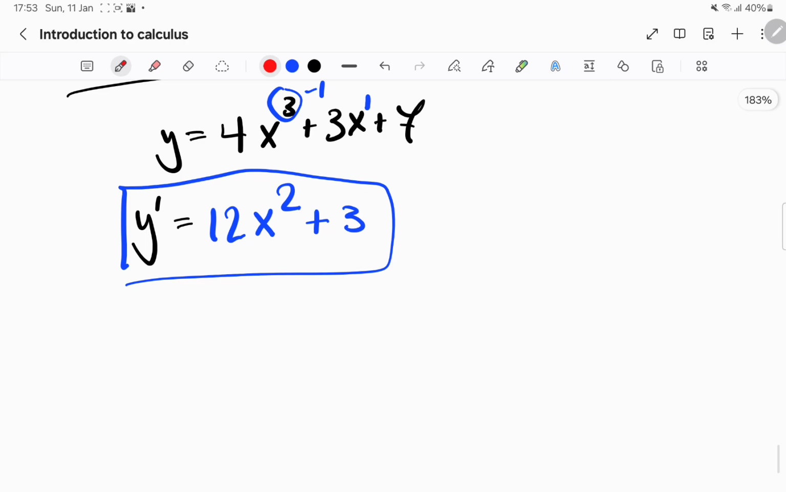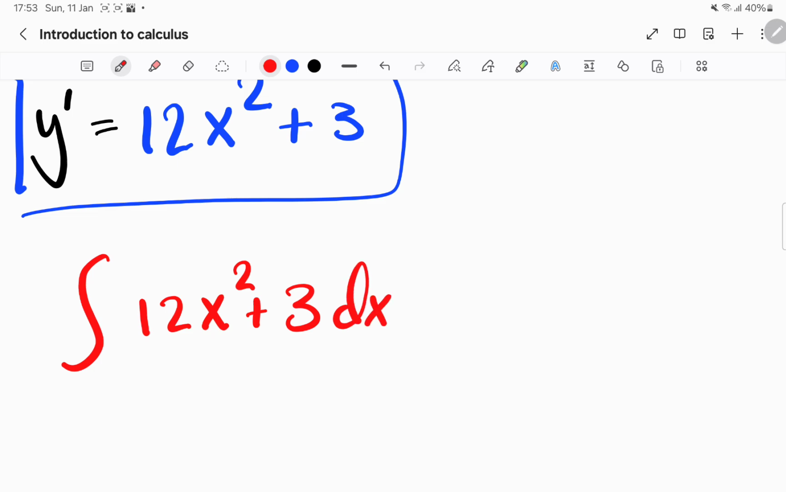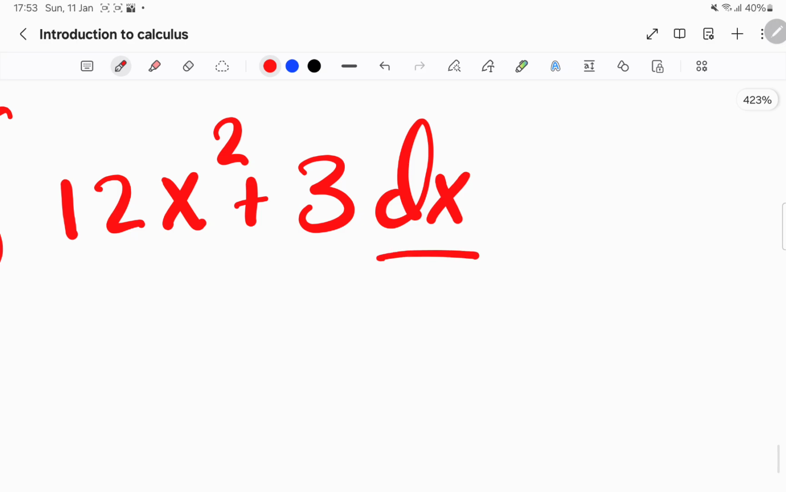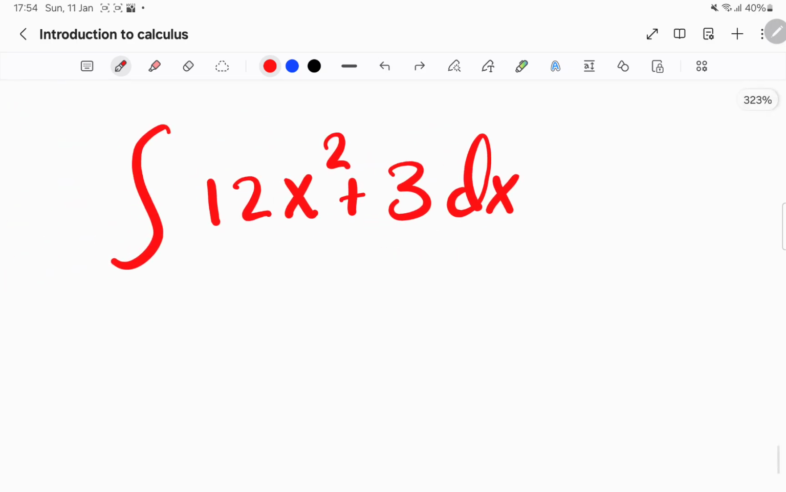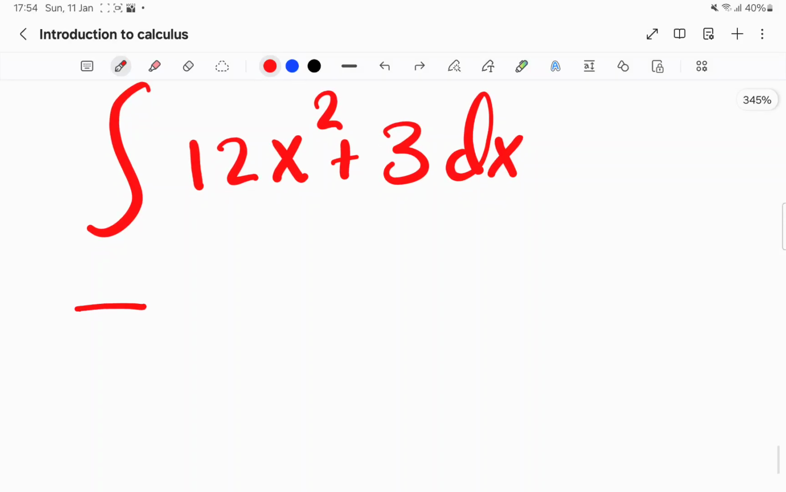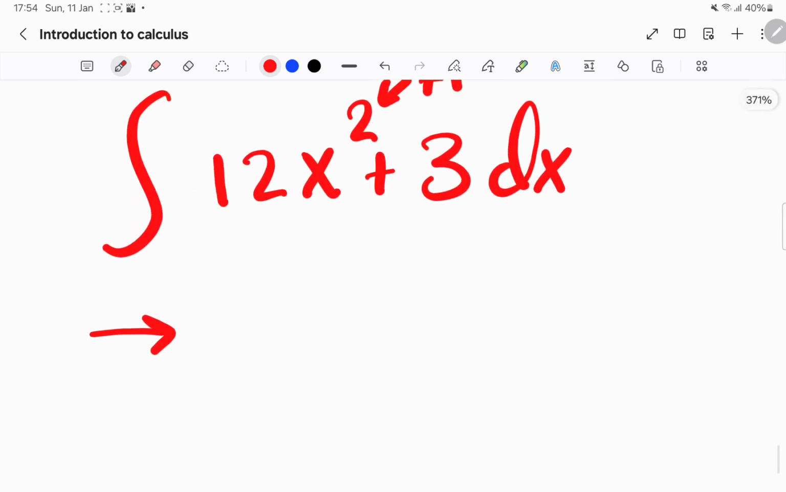So integration is the opposite of differentiation. Okay? So let's integrate this. Also, the dx is just always there. Okay? Don't think too much about it. You just gotta write it at the end of every integral. So let's integrate this. Again, it's the opposite of differentiation. So the first step is you add 1 to the exponent.